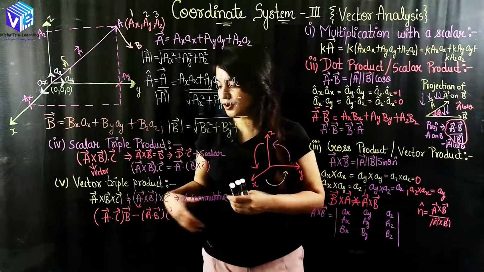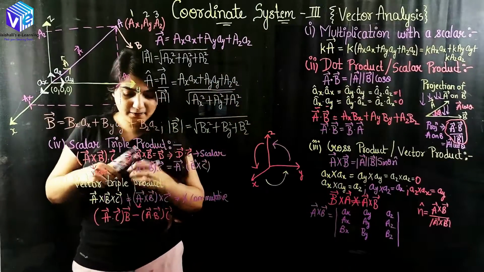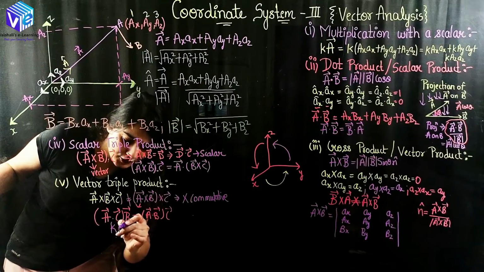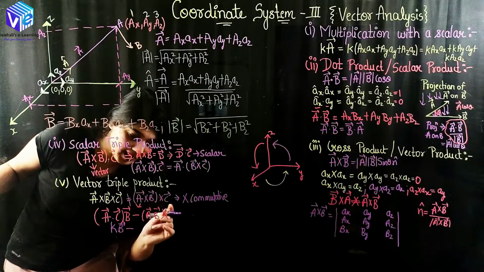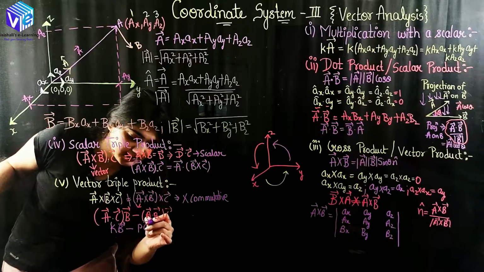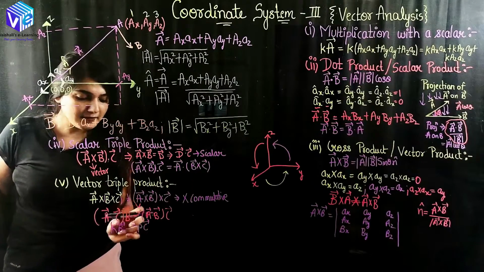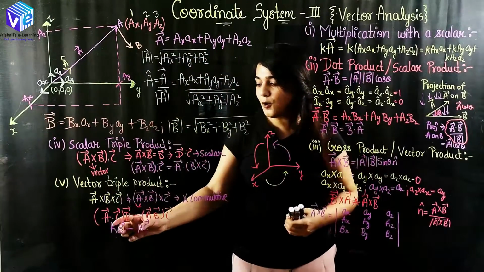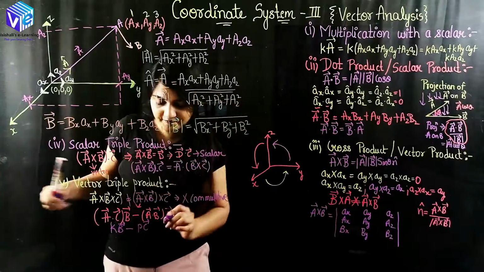Here you should know that A dot C is giving me a scalar number. Let's suppose it is giving me a number K. So here I have K B bar, and A dot B is giving me a number P, so here I have P C bar. So this is a vector subtracted from a vector, and this is how I will be getting the output to be a vector.